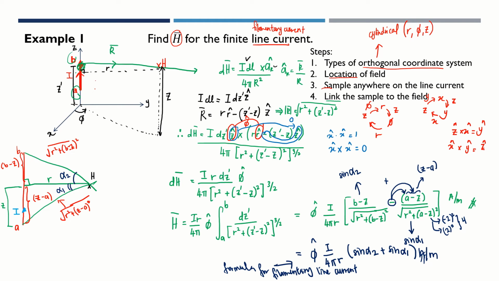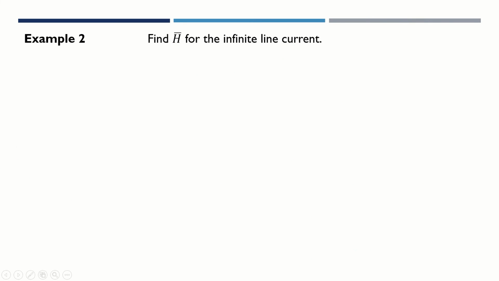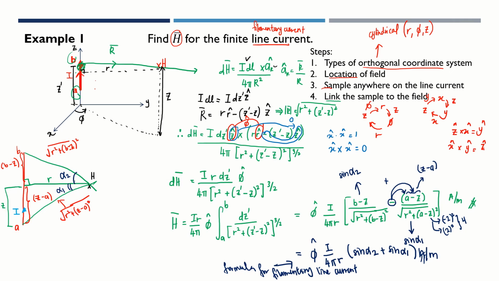I will suggest you understand the methods, instead of memorizing this by heart. Okay, so now, this is for the finite line current, where you know the exact distance A and B. For the infinite line current case, A and B will be infinite. So your H will be in the phi direction, I over 4 pi r, using the same formula, sine alpha 2 plus sine alpha 1. So in an infinite line current, look back to this question. This is going to be very, very long.